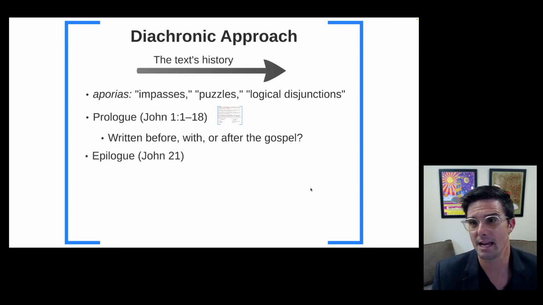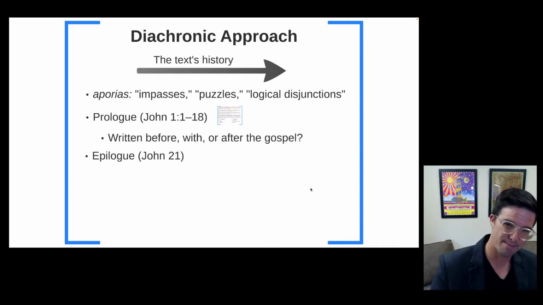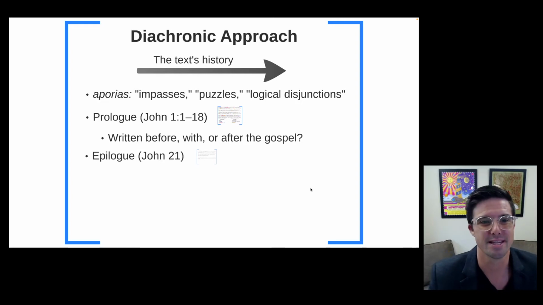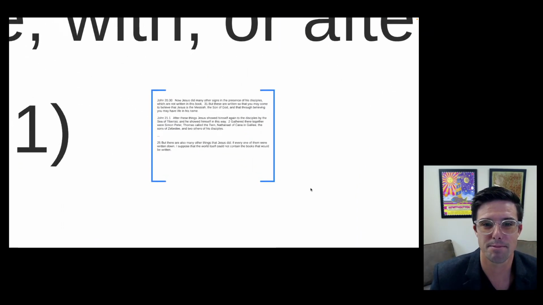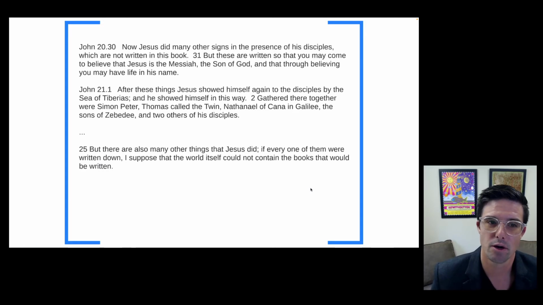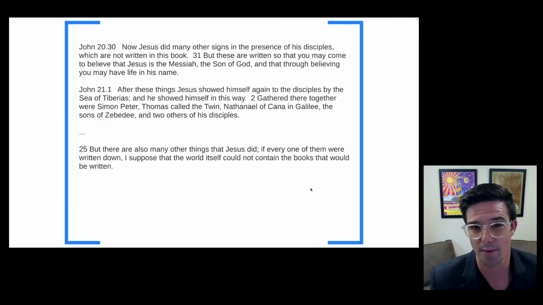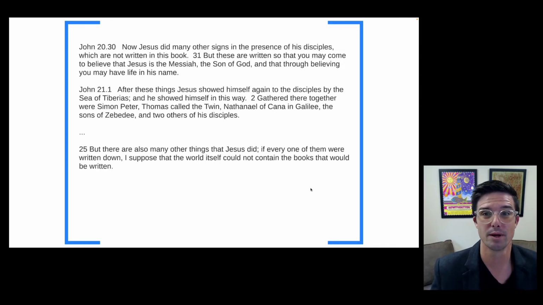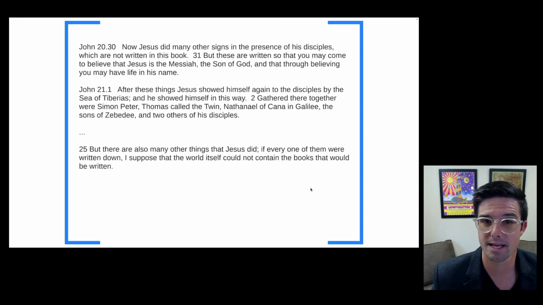And we see this same sort of idea of someone bringing sources together, not only at the beginning of the Gospel of John, but also at the end of the Gospel of John, the so-called epilogue in John 21. So here I give you the very end of John chapter 20, which seems to be a pretty good conclusion to the Gospel of John. Now, Jesus did many other signs in the presence of his disciples, which are not written in this book, but these things are written so that you may come to believe that Jesus is the Messiah, the Son of God, and through believing you may have life in his name.